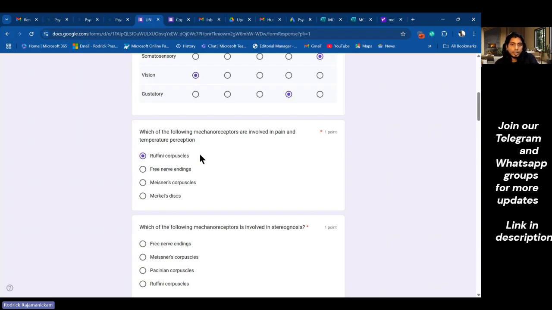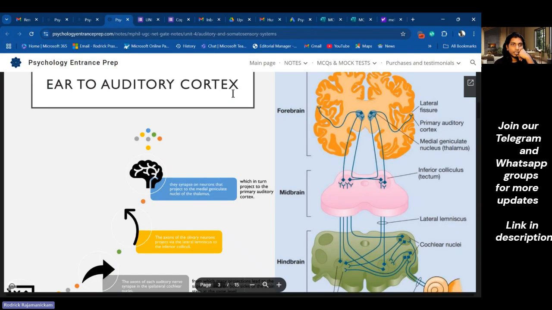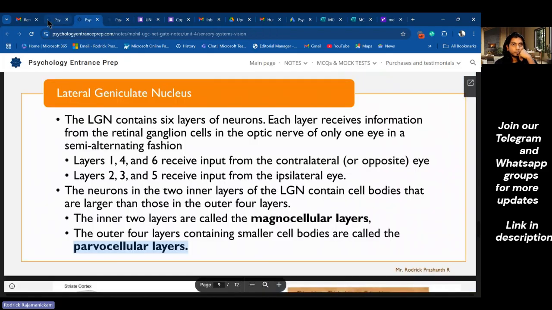Ruffini corpuscles can be about, what is the exact word? Okay. So Meissner's and Merkel's discs are about stereognosis, about the pressure, edges, and form of things. So Ruffini is about, what is the exact word? It's a much deeper structure. I'm not able to find the exact word. Let me just pull this up.